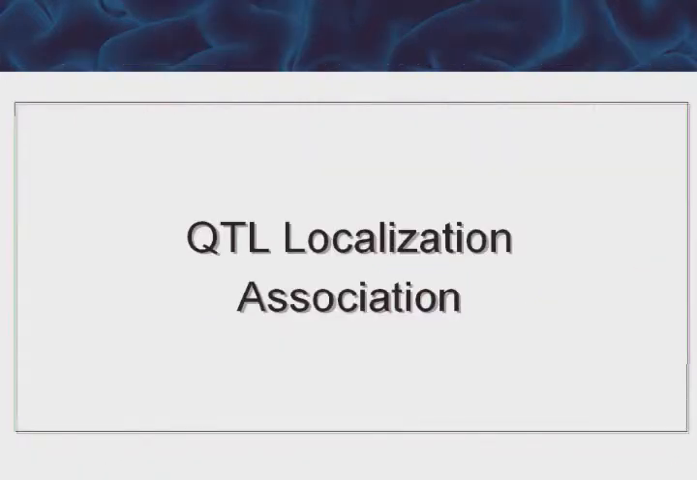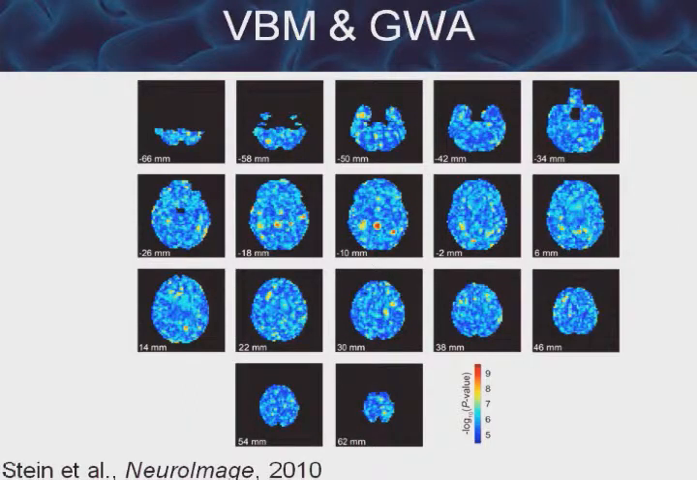A QTL localization for an association measure. I start out by showing you Jason Stein's earlier paper from NeuroImage, where they actually ran a GWAS analysis on each and every voxel in a VBM study. I don't remember exactly how long this took, but it took.